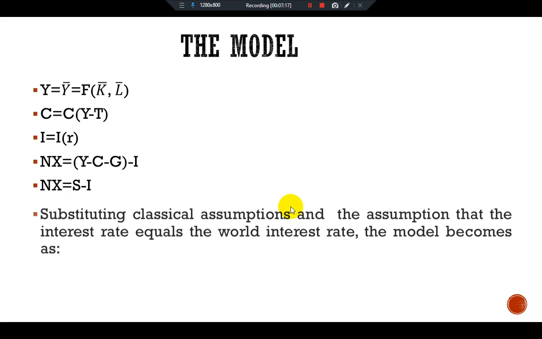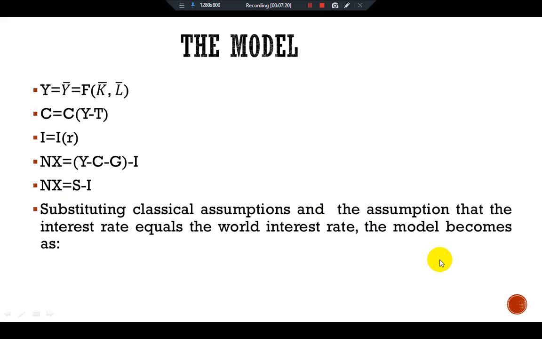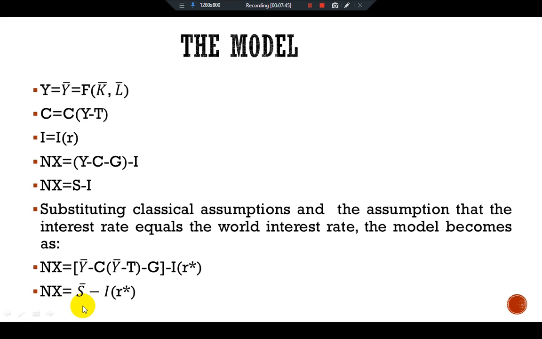So substituting the classical assumptions and the assumption that the interest rate equals the world interest rate, the model becomes: net exports equal Y-bar minus C(Y-bar − T) minus G, minus I(r*), where we substitute the world interest rate. So net exports is equal to the fixed saving minus the investment at the world interest rate.